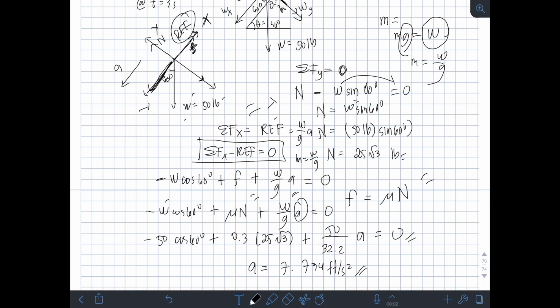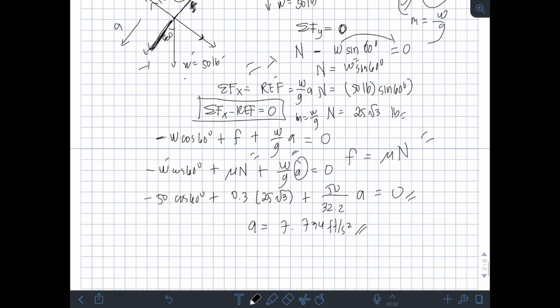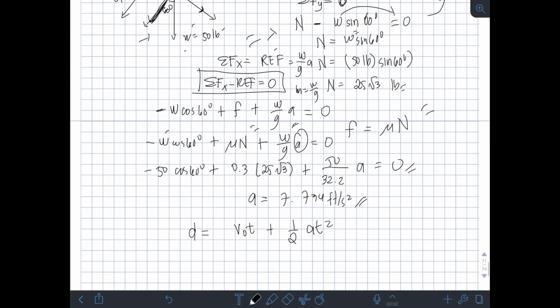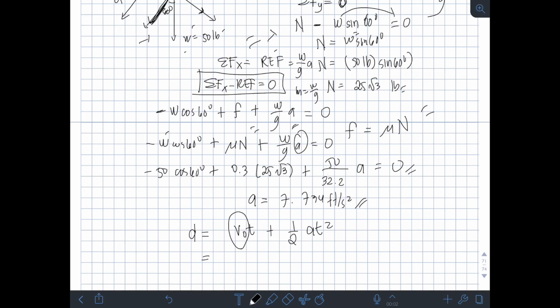Okay? Now, what is the use of this A? We can now solve the distance traveled by this crate using this A, using the equation of motion. So, distance is equal to V naught T, so initial velocity times time, plus 1/2 A T squared, right? We have an initial velocity, because the crate is initially at rest before it moves, so V naught is 0. So, 0 times T, where T given is 3 seconds, right? So, plus 1/2, the A we got is 7.734, then T squared, so 3 squared.